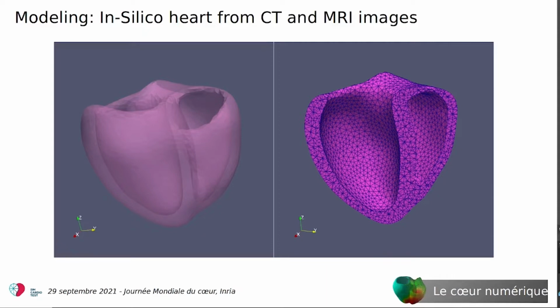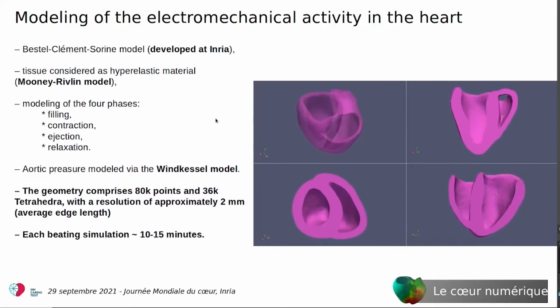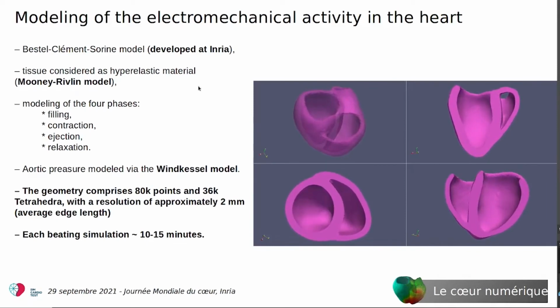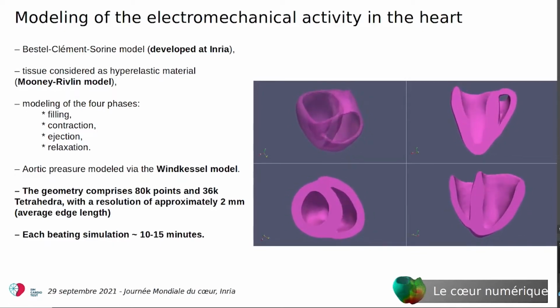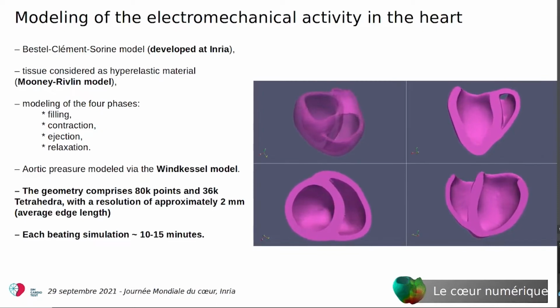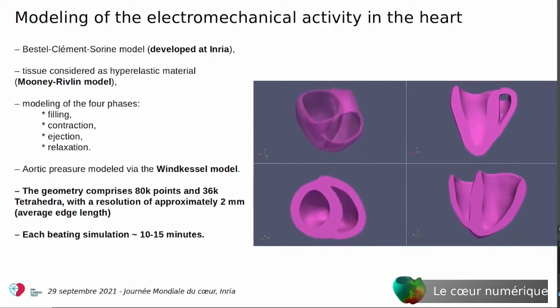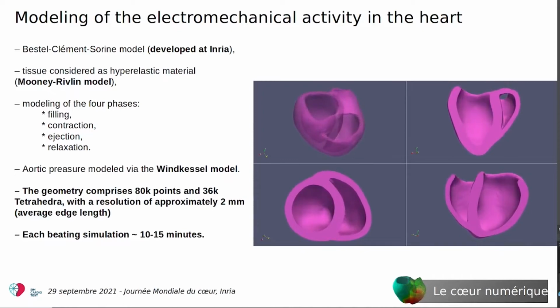Now we want to model the electromechanical activity of the heart when you have different wall thickness in both left and right ventricles. To achieve this, we used a model called the Bestel-Clément-Sorine model, which is a system of partial differential equations that describes the activity of the heart when it contracts and relaxes. The tissue is considered as a hyperelastic material. This means that the tissue is a solid but at the same time has some elasticity properties. The model consists of 4 phases: filling, contraction, ejection, and relaxation. In this particular case, we're working with only the ventricles. We don't have the aorta, so we model it via another model called the Windkessel model.